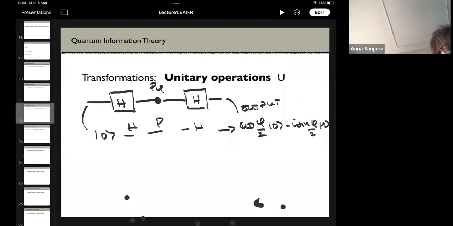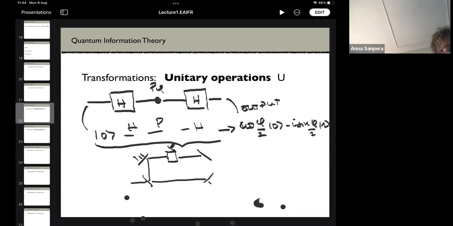Okay, so this is exactly the same as a beam splitter, a mirror, a phase, a beam splitter, a mirror, a phase, and here we will have interference depending on the phase. So this is the most important quantum circuit, I can say.